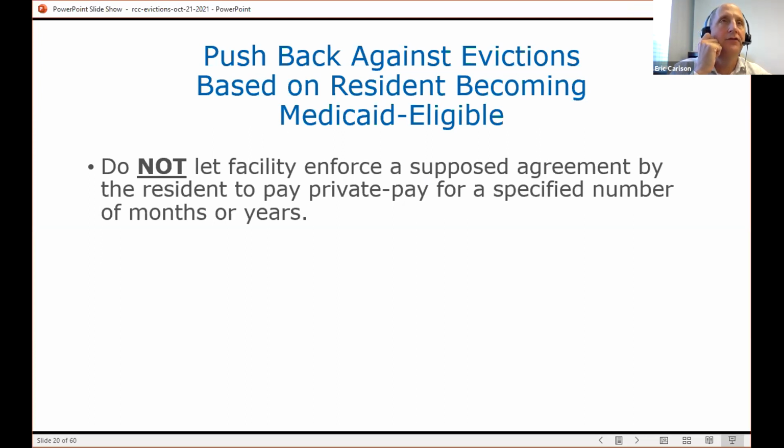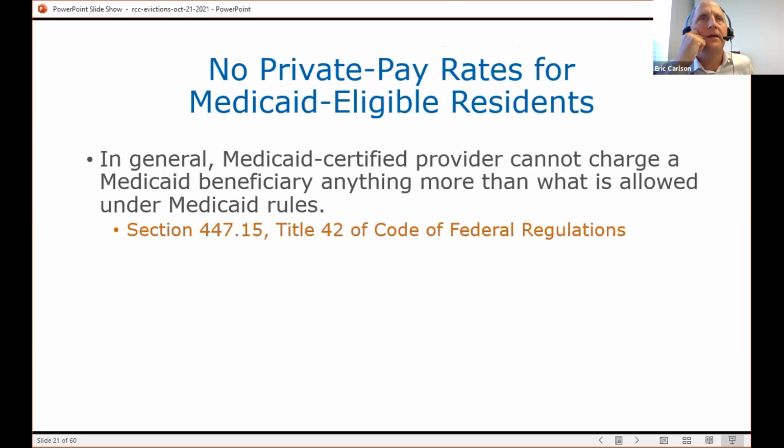I would suggest to you that you should not let facilities enforce any kind of agreement to pay privately for a particular period of time. These are duration of stay agreements. You can move on to the next slide.